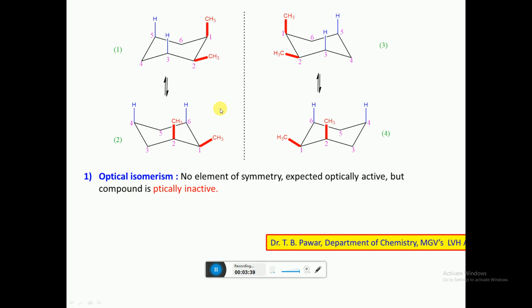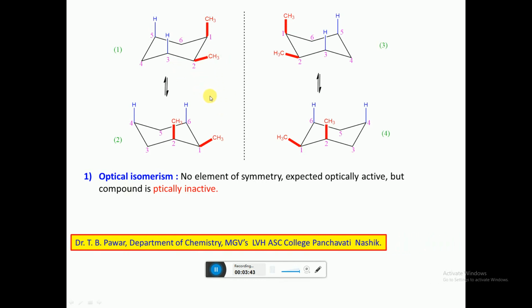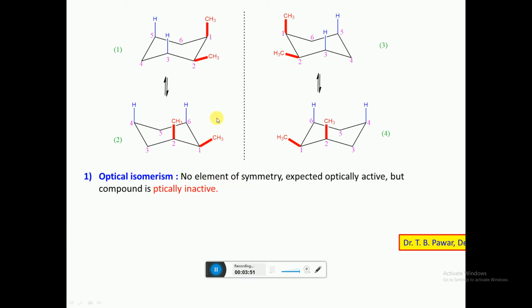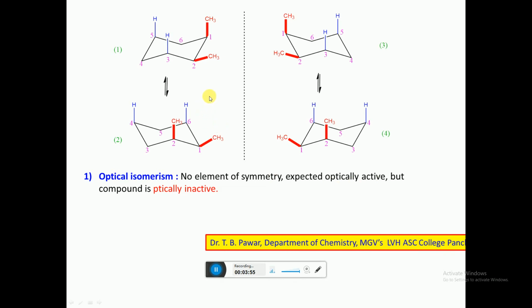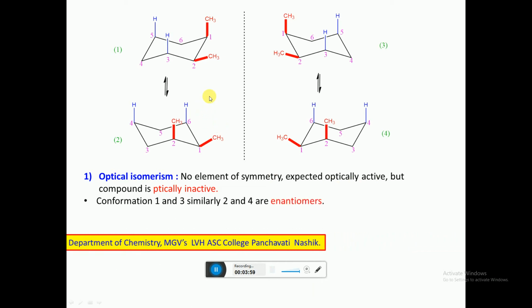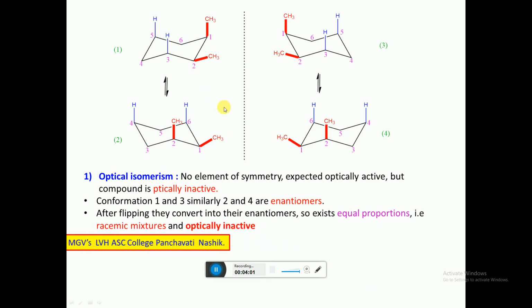Cis 1,2 dimethylcyclohexanes are optically inactive. Now the question arises: if there is no plane of symmetry, no center of symmetry, or any element of symmetry, then they should be optically active, but they are optically inactive. This can be explained by using these points.